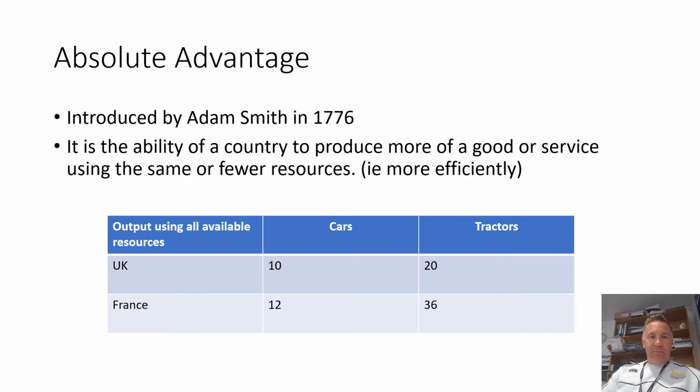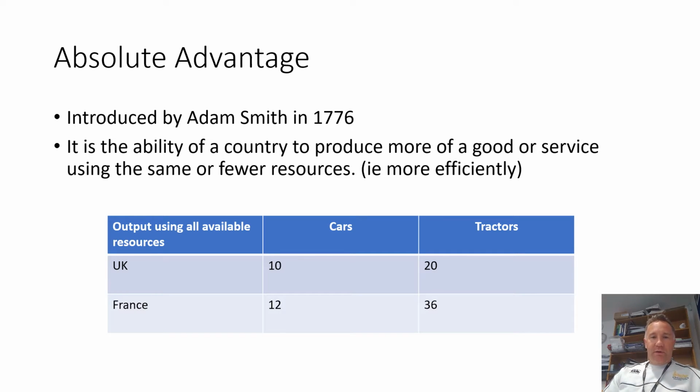So what is absolute advantage? Well, it was introduced in 1776 by an economist called Adam Smith, who you should all know about. And this is the ability of a country to produce more of a good or service using the same or fewer resources. What that means is that you can produce a good or service more efficiently than another country.